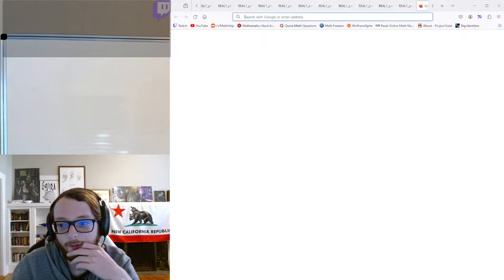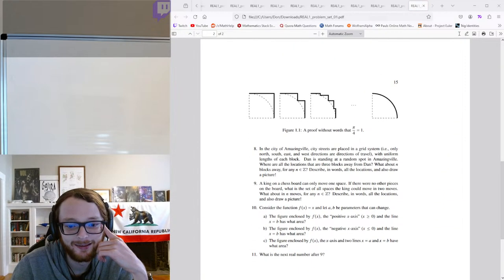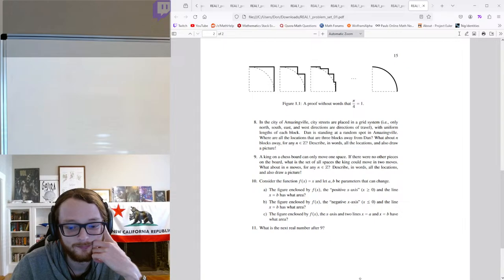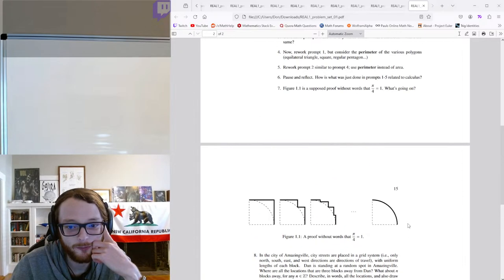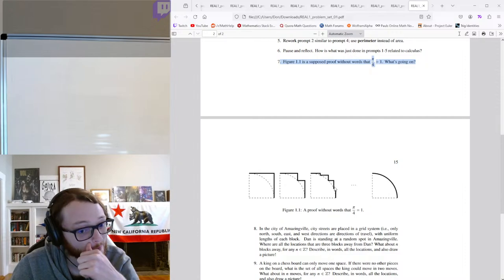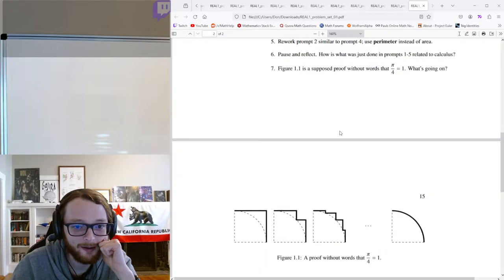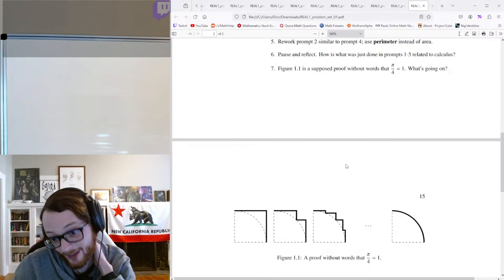You know what? Okay, let me skip to, was it the very first one? This is the very first problem set. I still haven't figured out this erroneous visual proof that pi over 4 equals 1, which I've been thinking about this week especially.